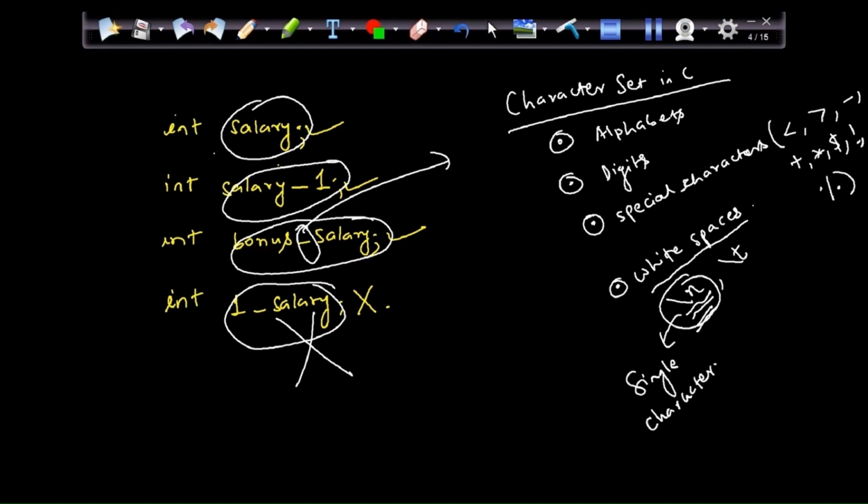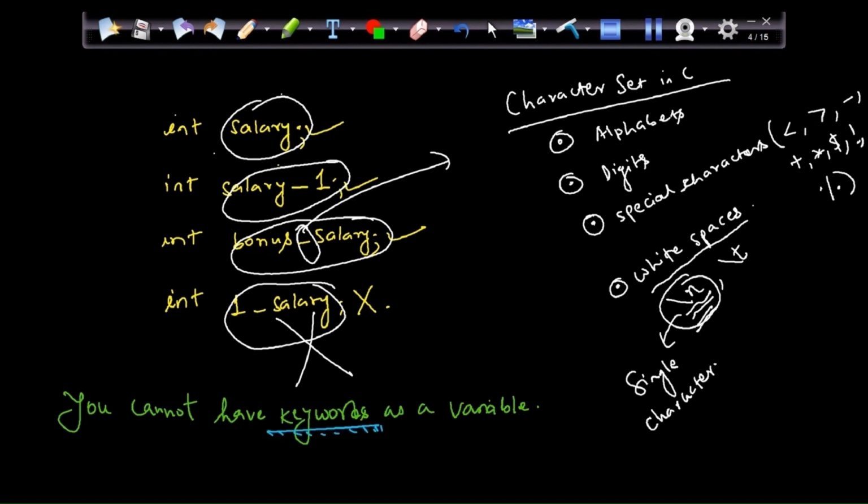Similarly, a variable cannot be a keyword. This is another term that comes about. You cannot have keywords as a variable. What is a keyword? Keywords are some reserved words.